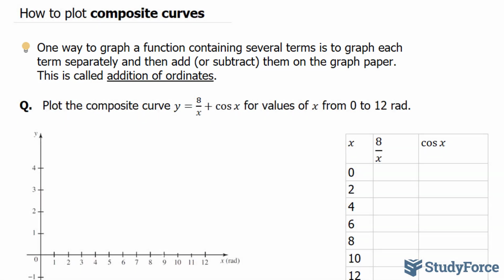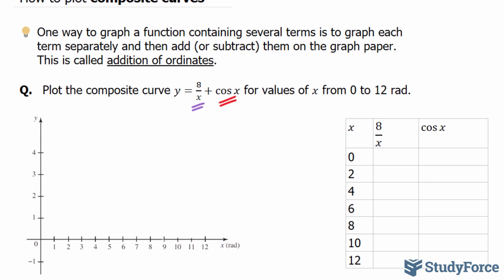The question reads, plot the composite curve y is equal to 8 over x plus cosine x for the values of x from 0 to 12 radians. You'll notice that this function of ours contains two terms, the first one and the second one. What I will do is find out the outputs from 0 to 12 for both of these terms individually. Once I've plotted them, I will then add the outputs, which will then give me the output for the final function itself. So let's go ahead and do that.